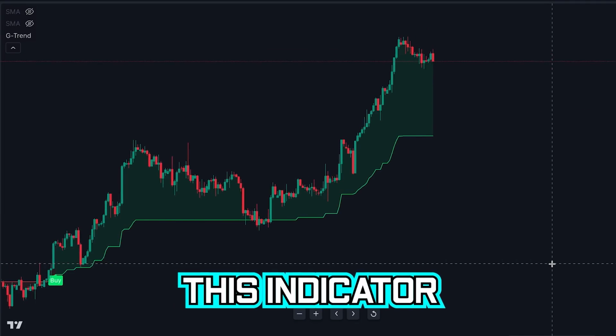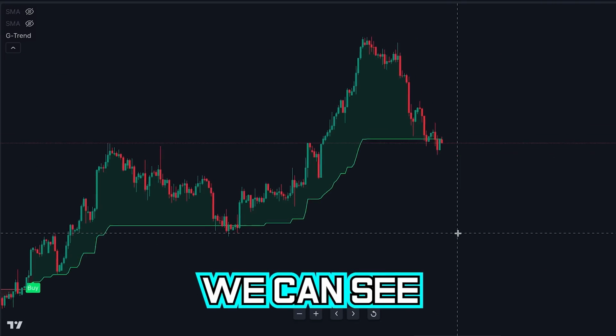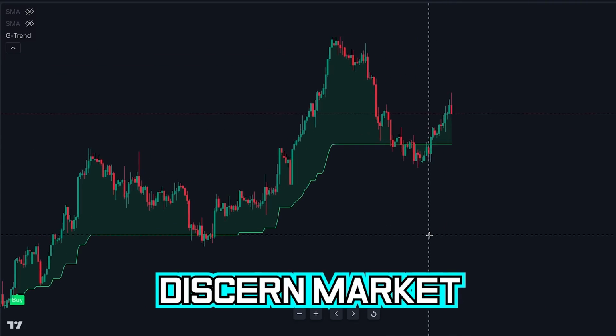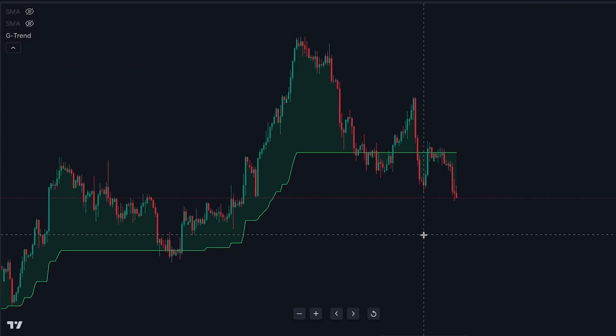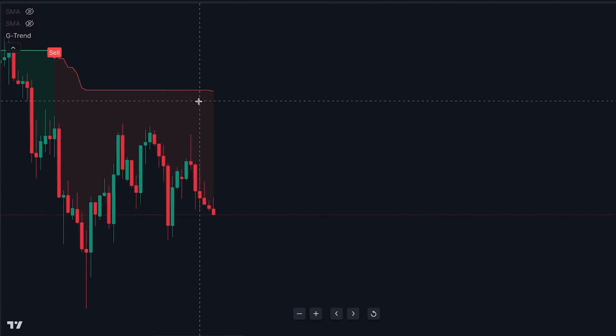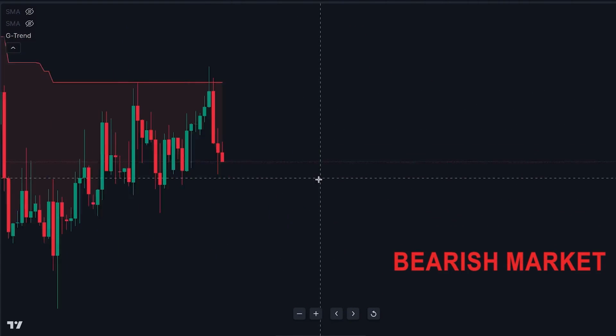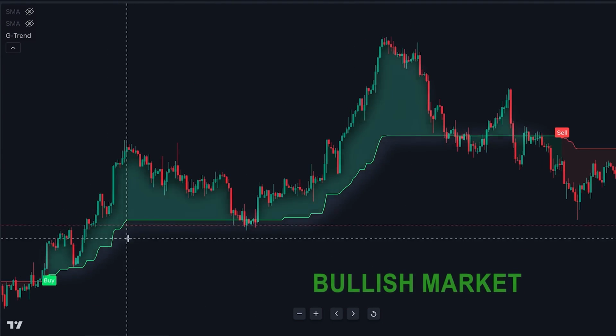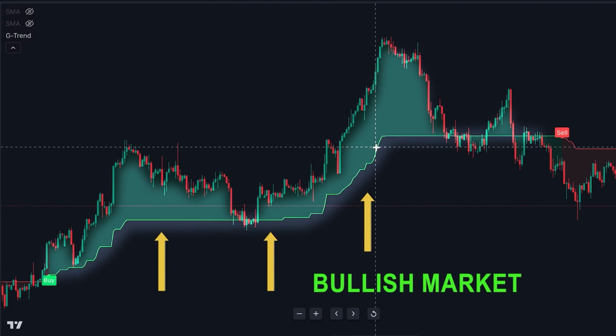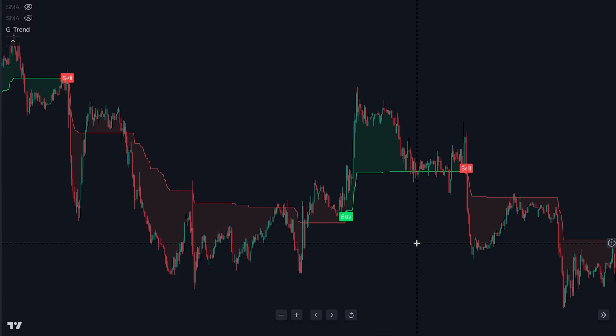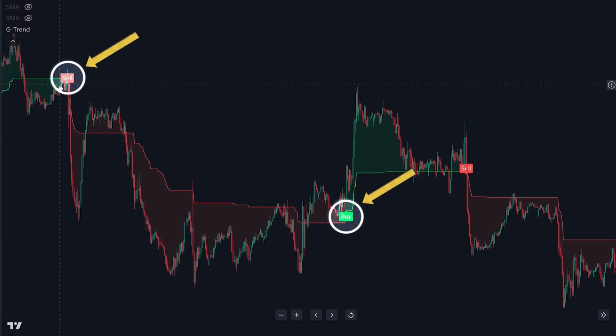By applying this indicator with these settings on our chart, we can see exactly how this indicator discerns market trends effectively. When the cloud is above the price and is red, this indicates there is strong selling momentum and we are in a bearish market. Conversely, when below price and it is green, this indicates there is buying momentum and we are in a bullish market.